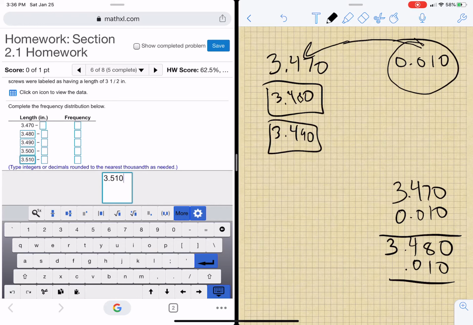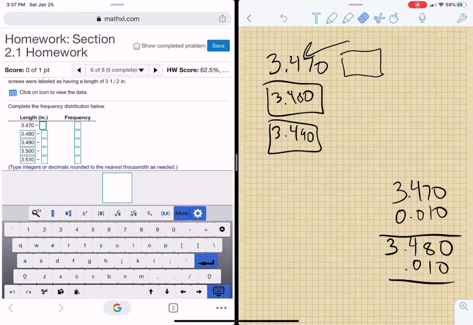Okay, good. Now, this one right here is just going to be, so now I'm looking at this one up here. So let's get rid of this thing. So now I'm looking at this one right here. So this one right here, it's 3.480. So this one has to be 3.479. Because that's like the next number that's less, in the thousandths.